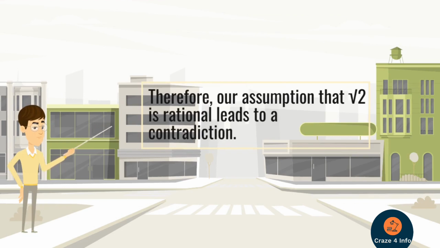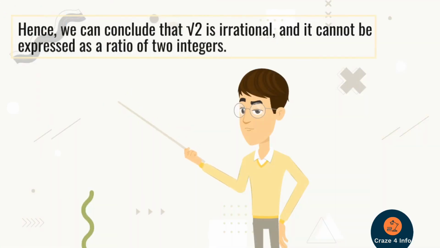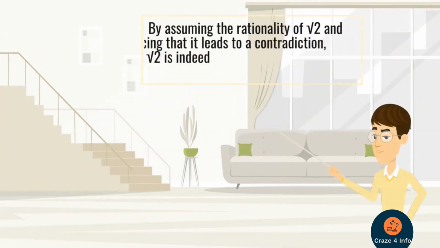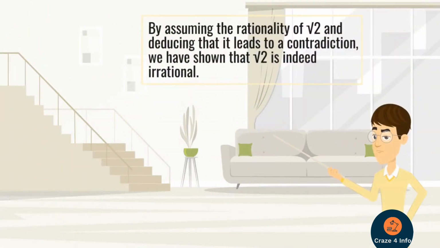Therefore, our assumption that the square root of 2 is rational leads to a contradiction. Hence, we can conclude that the square root of 2 is irrational, and it cannot be expressed as a ratio of two integers. The method of infinite descent enables us to use this contradiction strategy to prove the irrationality of certain numbers, such as the square root of 2. By assuming the rationality of root 2 and deducing that it leads to a contradiction, we have shown that root 2 is indeed irrational.